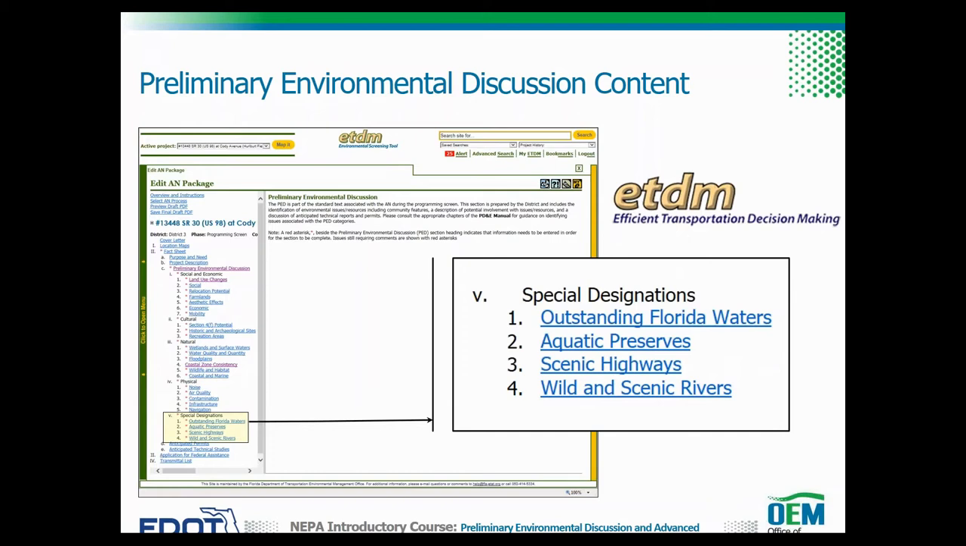This last PED content slide lists the special designations that are included in the PED. The analyst should consider the potential involvement with, number 1, outstanding Florida waters, number 2, aquatic preserves, number 3, scenic highways, and number 4, wild and scenic rivers. The PED also includes sections where anticipated permits and technical studies should also be identified in the PED.